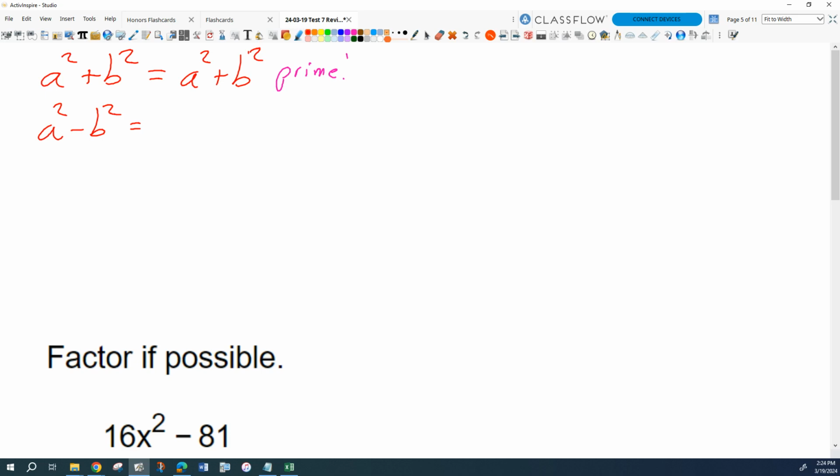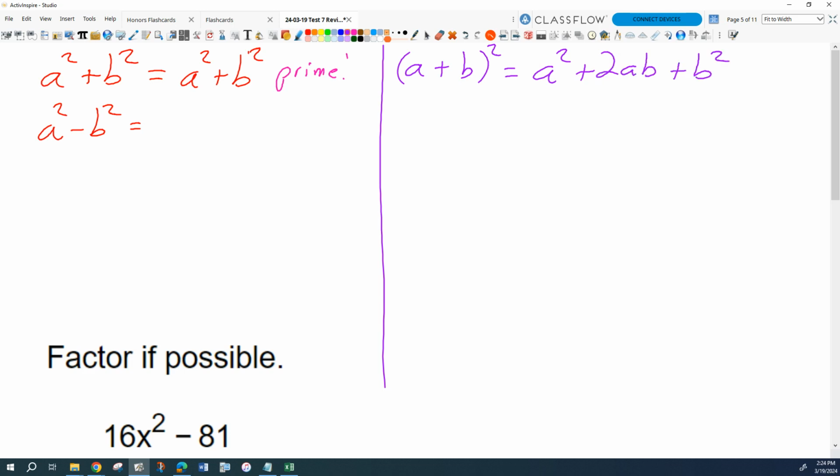Now, what people a lot of times want to do with this, I'm going to show you the alternative here. Like, what people a lot of times want to do is something like this one. A plus b squared equals a squared plus 2ab plus b squared, right? Okay, that is the opposite of what we're trying to do.